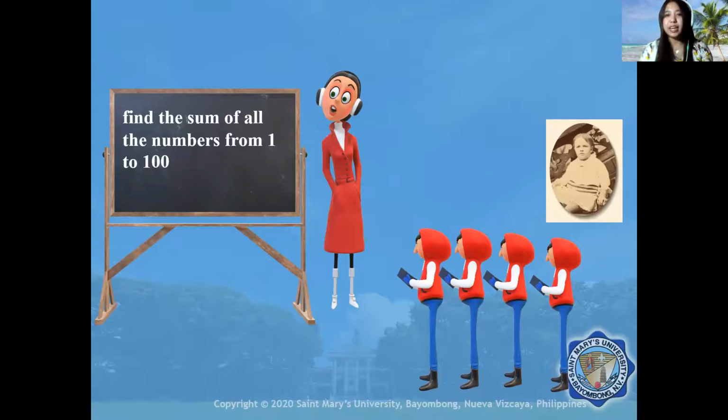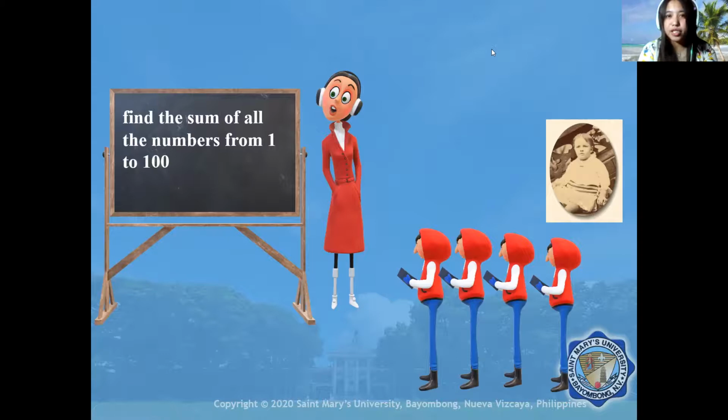Immediately, Gauss stood up to tell the answer, which is 5050. So the teacher let him explain how he obtained the number 5050. Instead of showing the teacher that he added 1 plus 2 plus 3 plus 4, what he did was to come up with equations to determine the sum of consecutive numbers. This is how he explained it.